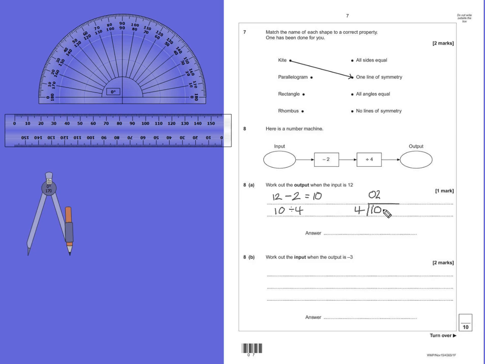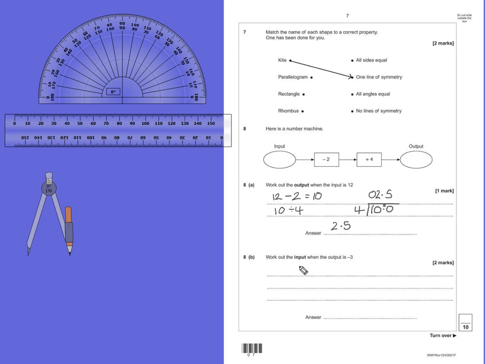This carries over past where the decimal would be. So that 2 carries over, to give me 20 tenths. How many 4s go into 20? 5 exactly. 4, 8, 12, 16, 20. So my answer here is, if I put 12 in, I'm going to get 2.5 as an output.